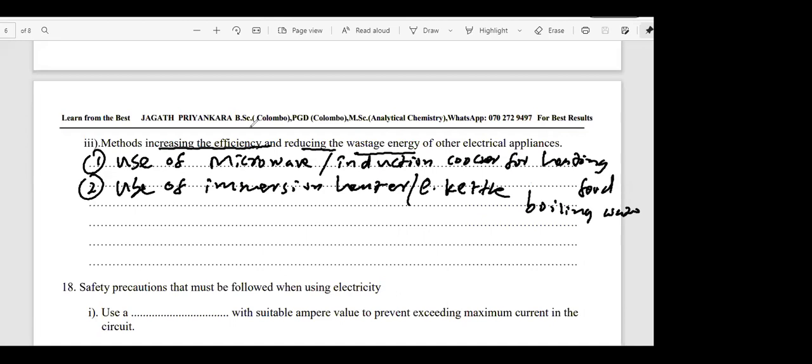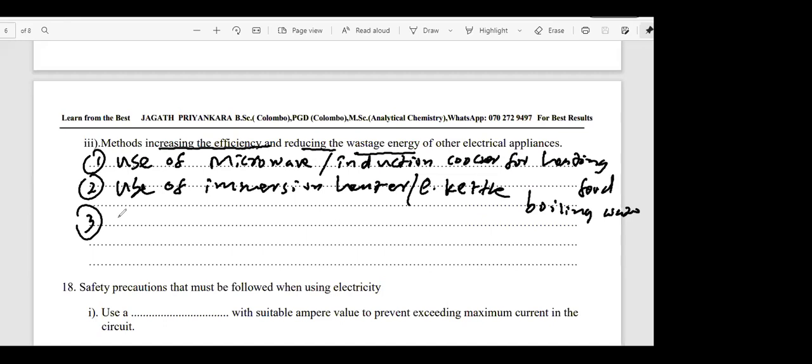If I give this question to grade 6 or 7 students, they write: don't keep the door of the refrigerator open for long hours, switch off the lamps without keeping them on unnecessarily, switch off the fan after using, like that. Those are common ones. But other than that, you have to learn and put something new like this.